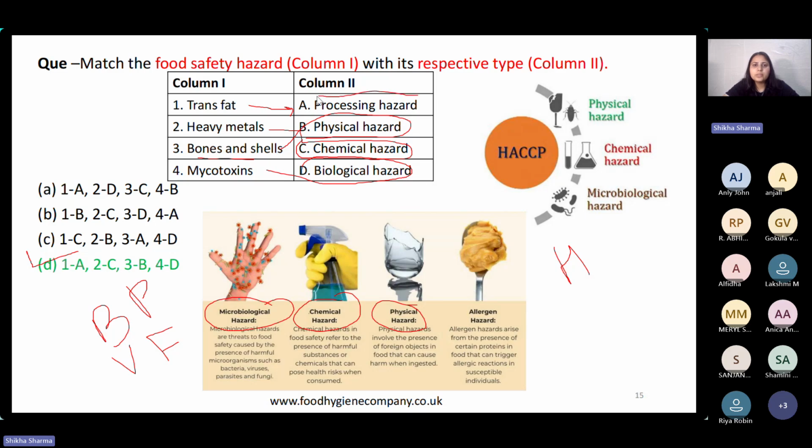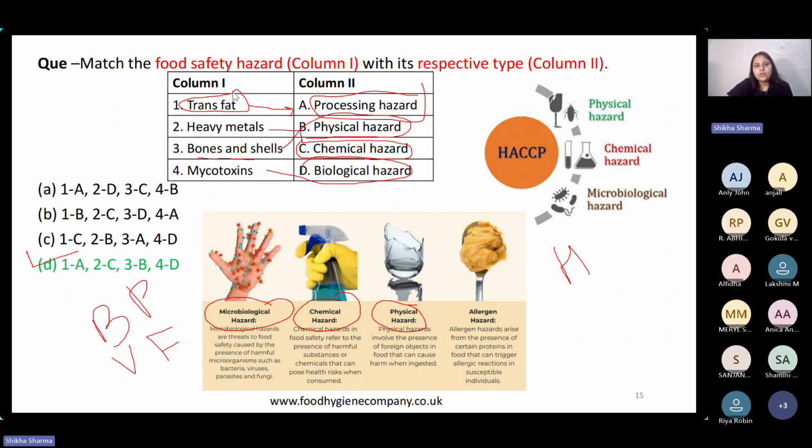And a processing hazard means that when we start with the food product, all the substances are safe to consume, but while processing, for example at high temperature, the fats can convert into trans fat, which can have negative health impacts. So it comes under the hazards which occur due to processing.